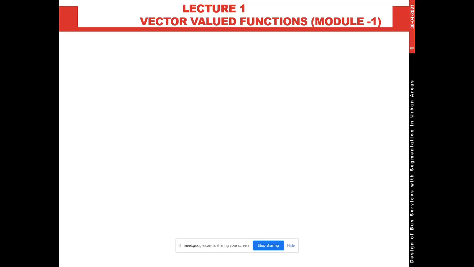Okay, so this is the first lecture, vector valued functions, Module 1. Before going to vector valued functions, let me define what a vector is. A vector is simply an object which has both magnitude and direction. For example, velocity is a vector which has both magnitude and direction. Force is a vector, for example velocity, force, etc.